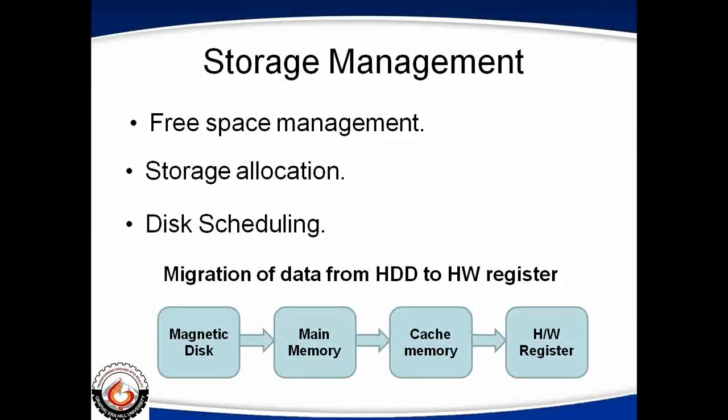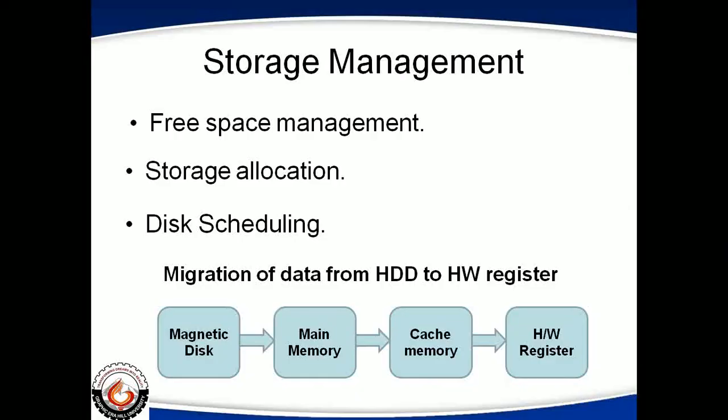Suppose we want to store some data in hard drive, then just the reverse process of this diagram takes place. First our data is stored in register, and next after registers our data is moved to cache, then from cache to main memory, and then from main memory to hard drive.